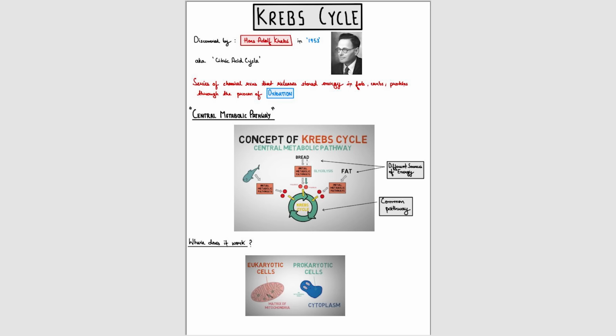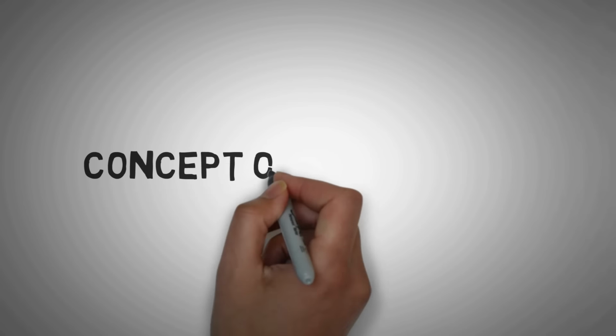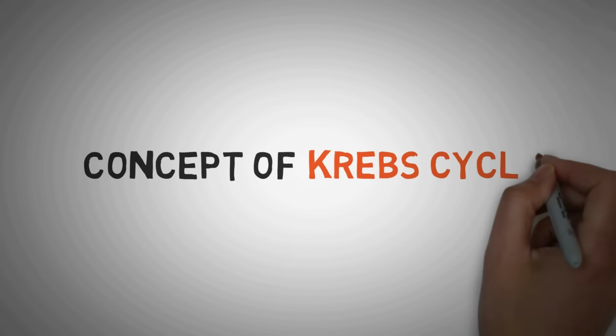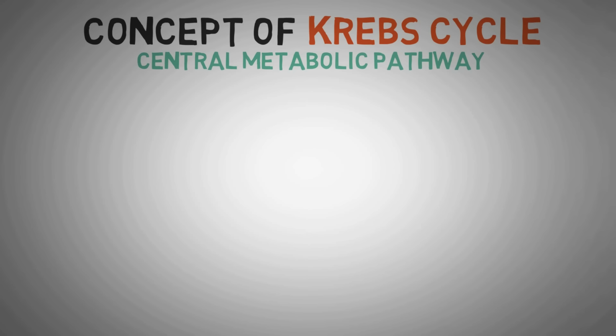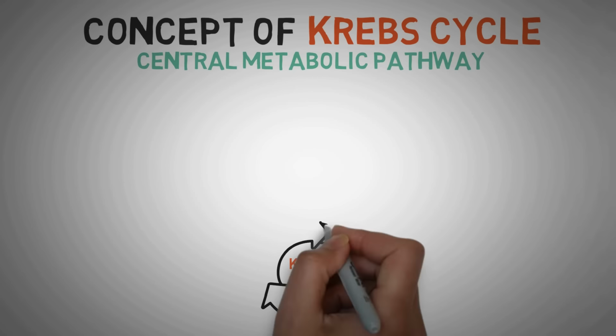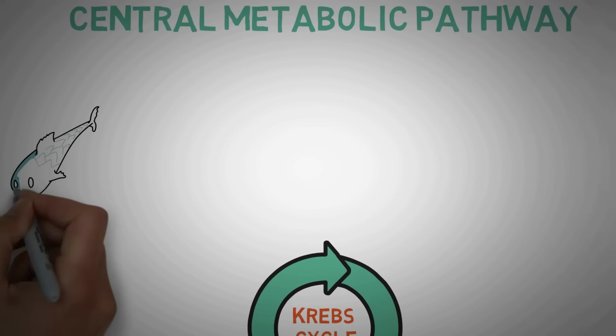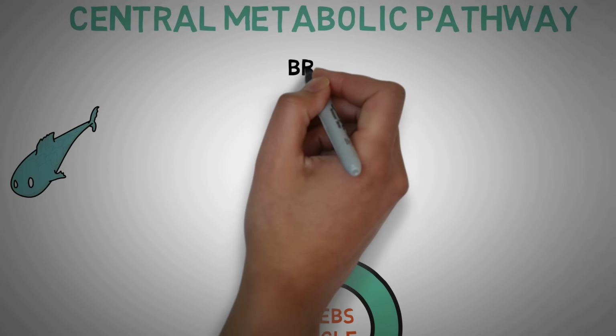Now, before diving into all the chemical names, the enzymes, and the various steps of the Krebs cycle, I would like to take a few minutes to talk about the conceptual basis of the Krebs cycle that most teachers fail to explain. So, like I told you, the Krebs cycle is a central metabolic pathway. Now, what do you mean by a central metabolic pathway?